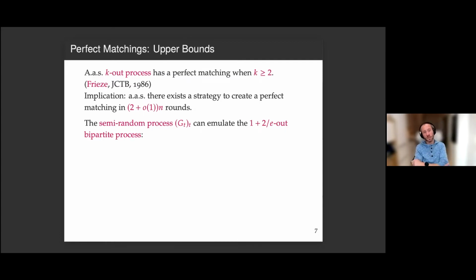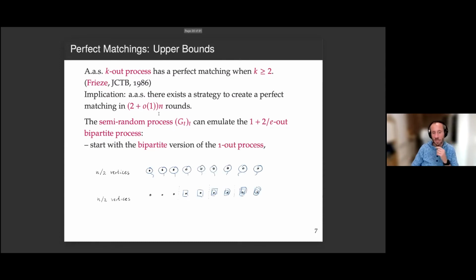Another improvement that we can put on top of it is we can actually emulate something a little bit sparser, namely the so-called (1+2/e)-out process. And that's a bipartite graph. So it's slightly more complicated, but not too much. So hopefully it will be clear from the cartoon what we're doing. So we start with the so-called 1-out bipartite process. So what do we do?